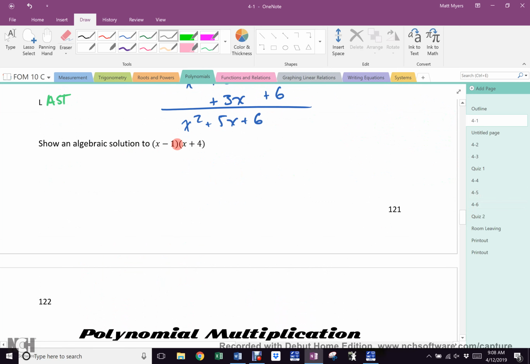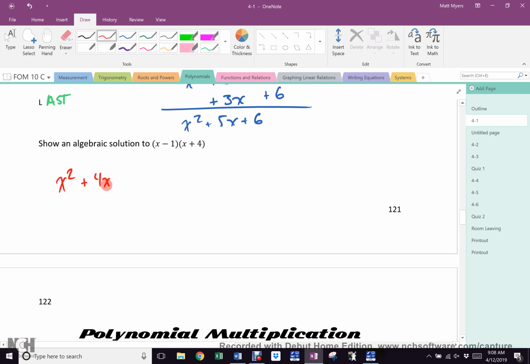Notice how nice I am. I don't need a picture here. I just want an algebra solution. So, what do I multiply first? X times x. Do I need to draw the arrow? No. X squared. What do I multiply next?